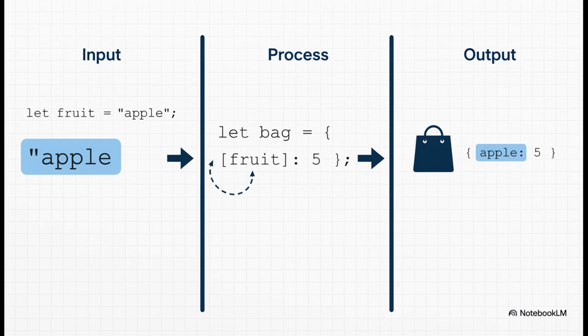And this flexibility isn't just for reading properties. You can use it when you're creating an object too. This is called a computed property. When you use square brackets inside the curly braces like this, the key's name isn't literally "fruit." No, it's the value stored inside the fruit variable. So since fruit equals apple, our object ends up with a property named apple. This is a really powerful way to build objects on the fly.